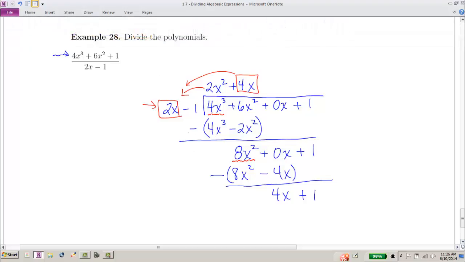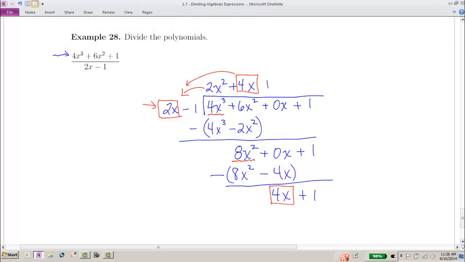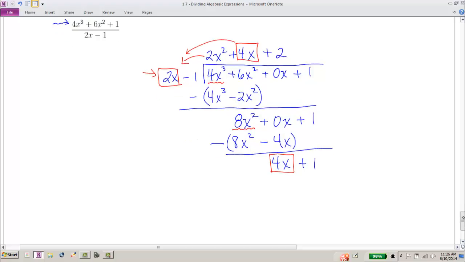And we ask, what do we multiply by 2x in order to get 4x? And to get 4x, we just need a positive 2. So I write plus 2. And now we take the positive 2 and multiply it by the 2x minus 1. And that gives us 4x minus 2. And we subtract this. 4x minus 4x gives us 0. 1 minus a negative 2 is a positive 3.